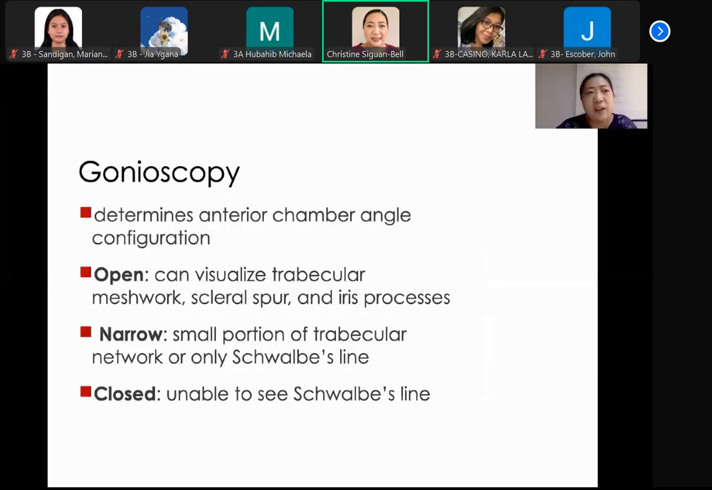Now, another procedure that is done to be able to determine if the angles are open or closed is called gonioscopy. When the angle is open, the ophthalmologist is able to visualize the trabecular meshwork, the scleral spur, and the iris processes. When it is narrow, then only a small portion of the trabecular meshwork is seen. And when it is closed, you're unable to see the trabecular meshwork and the Schwalbe's line.